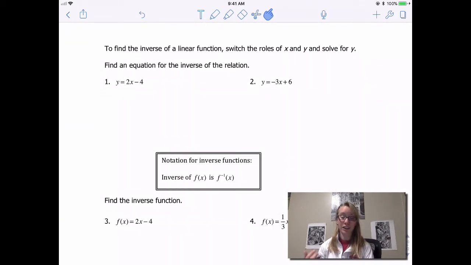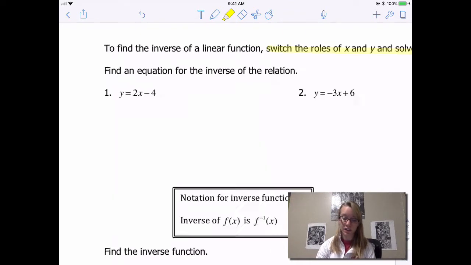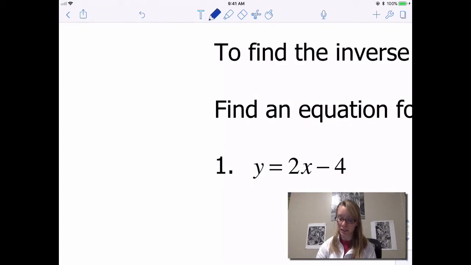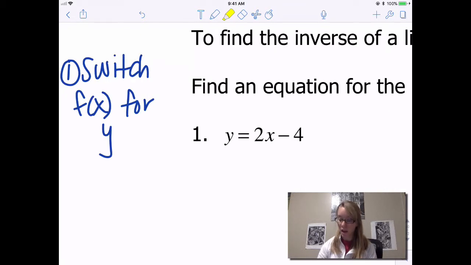What we're going to do next is use algebra to find the inverse of a line. To do that, I'm going to switch the roles of x and y and solve for y. This is given to you on your guide in 4 nice steps. The first step is to switch f of x for y. In this first problem, that doesn't really apply because I already have a y, so check. That just makes it easier to deal with because we're used to talking in terms of y. Number 2 is that we switch the roles of x and y.